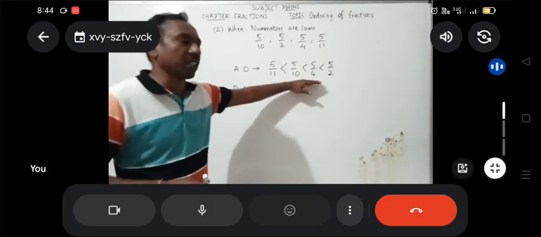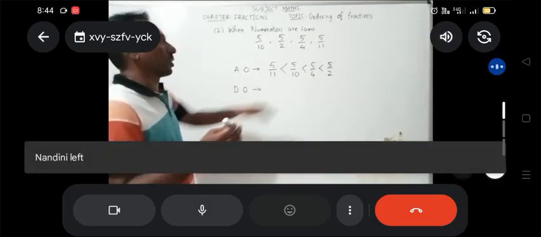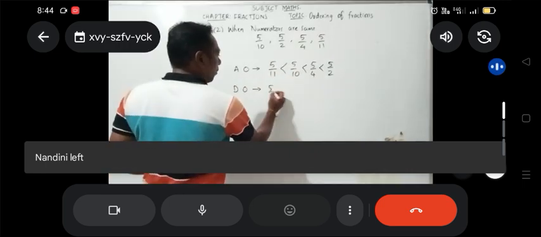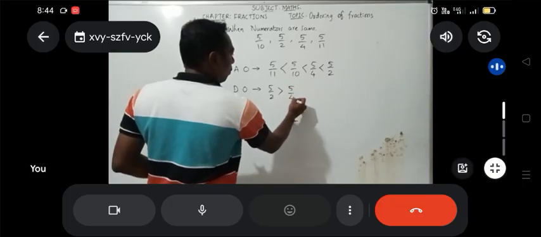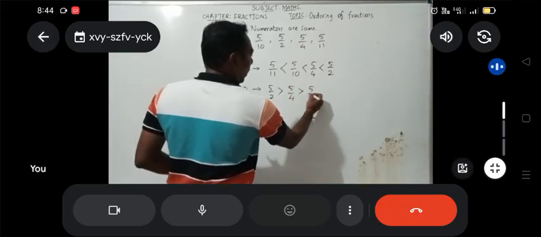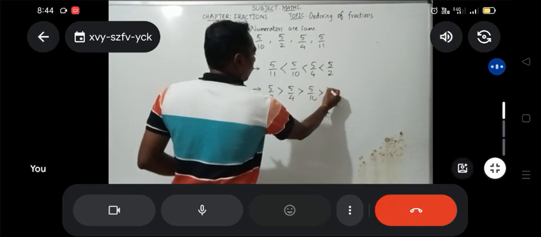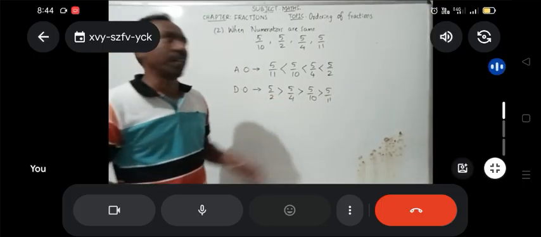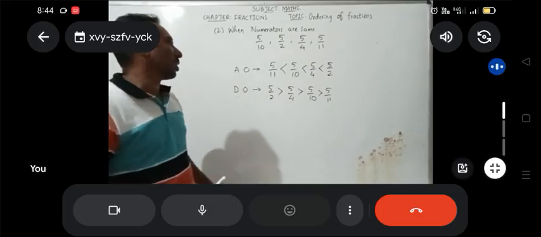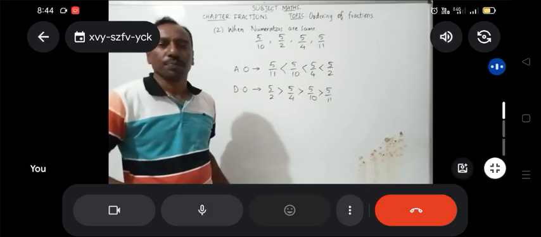See, descending order is just opposite of this one. Start with the biggest one. 5 by 2 is greater than 5 by 4, which is greater than 5 by 10, which is greater than 5 by 11. See, this is the way you can arrange or order the fractions when the numerators are the same.